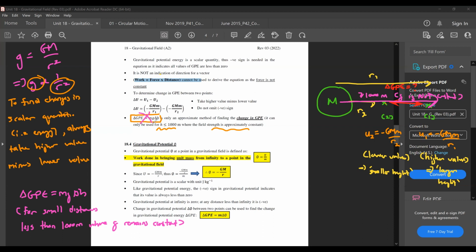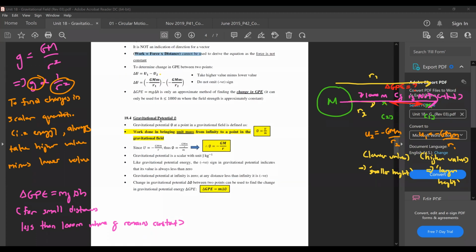In AS, we can, because g can be assumed to be constant due to the small distances involved. But in A2, because of the distances involved being very, very large, g is no longer constant. We cannot use that old equation. So we have to use the previous one, this one. This one is actually the more accurate one.